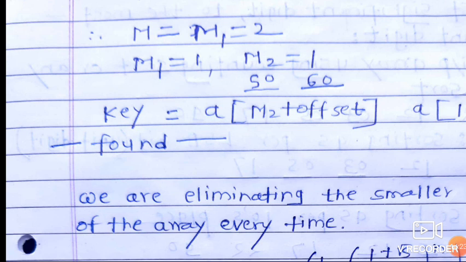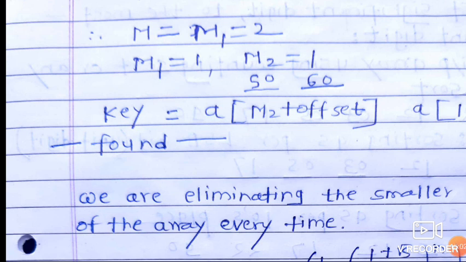Once we have m, m1, m2, we compare key with a of m2 plus offset. In the first step, no need to consider offset value. If key is equal, we can say key is found. If key is greater than that of a of m2, at that time we update m as m1. Otherwise, we update m as m2, and we continue this procedure till m is greater than 1. Once this condition is false, definitely we can say key is not found.